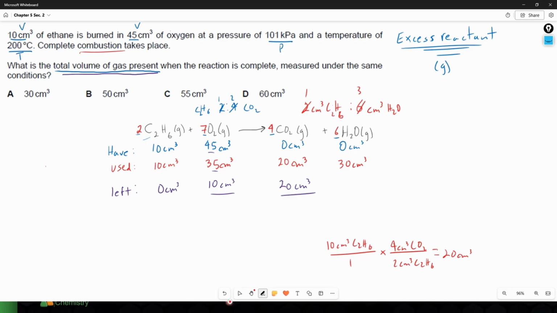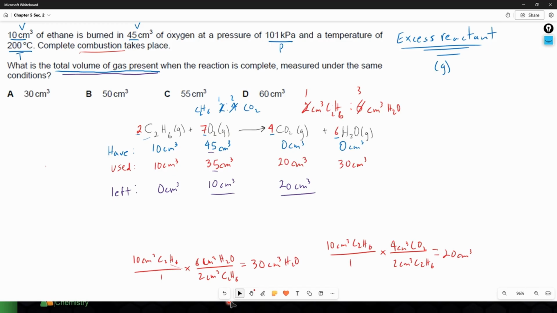So for every 10 cubic centimeters of ethane, we make 30 cubic centimeters of water. Again, if we need to see the math for that, 10 cubic centimeters of ethane, C2H6, 2 cubic centimeters of ethane from the mole ratio, but we can use it here. The whole point of this is that we can use the mole ratio as a volume ratio because we're dealing with ideal gases. 2 cubic centimeters of ethane are equal to 6 cubic centimeters of water, which means 10 divided by 2 is 5, times 6 is 30 cubic centimeters of H2O being created.